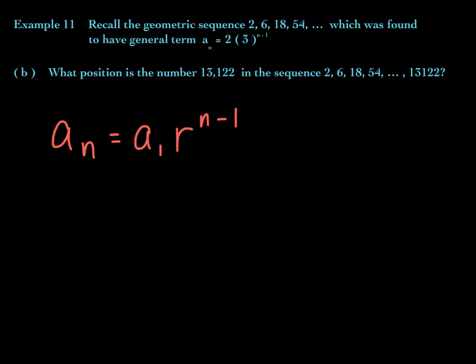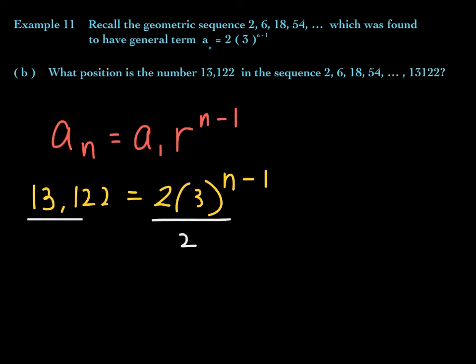And I'm going to basically let a sub n be 13,122 is equal to the first term, which is 2, times r, which we found to be 3. So there we have it. Now we have to solve for n. Now, to isolate the exponential expression, why don't we divide both sides by 2? That'll get rid of this 2 right here. So that would simplify things a little bit. That would give us 6,561, I believe, is equal to 3 to the power n minus 1.